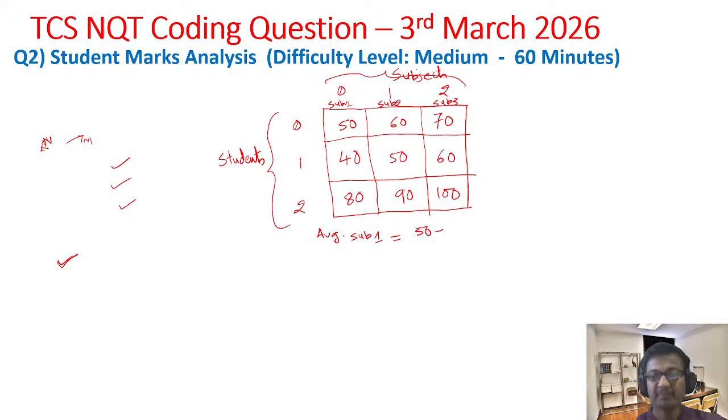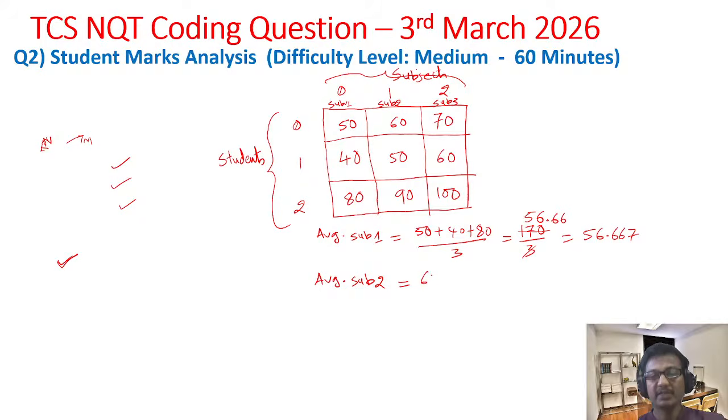So it is 50 plus 40 plus 80 divided by 3. 50 plus 40 is 90, plus 80 is 170, divided by 3. This approximately comes to 56.667.